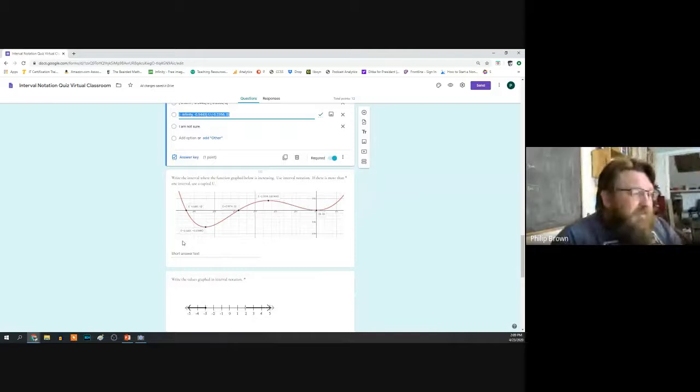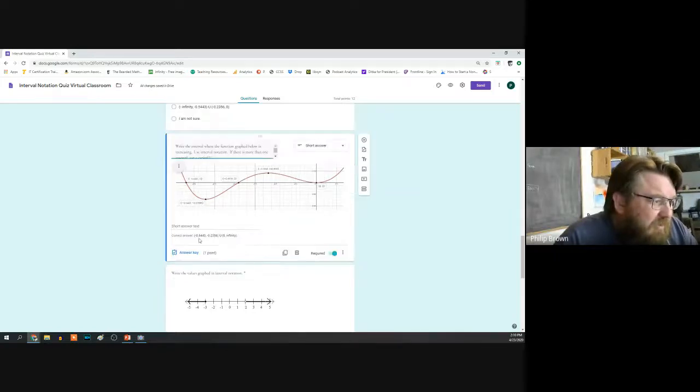Okay, write the interval where the function graphed below is increasing. So it's increasing from here to here and from 0 to infinity. So if you wrote from -5.43 to 0.236 and then from 0 to infinity, you got it right. Here's the problem. You might have typed that right, but if a space is off or anything, it's going to mark it wrong.